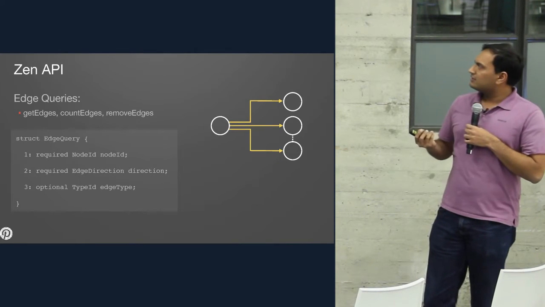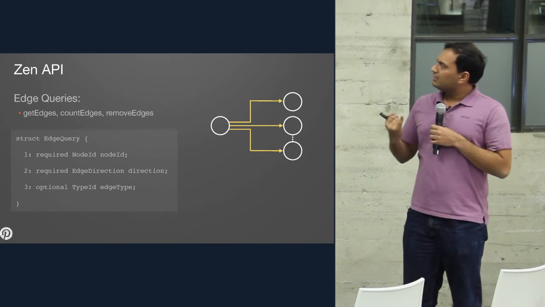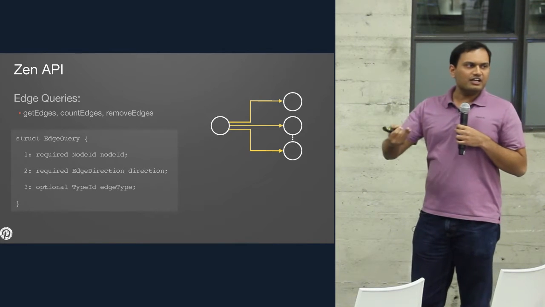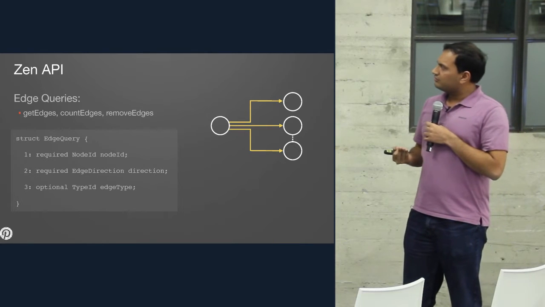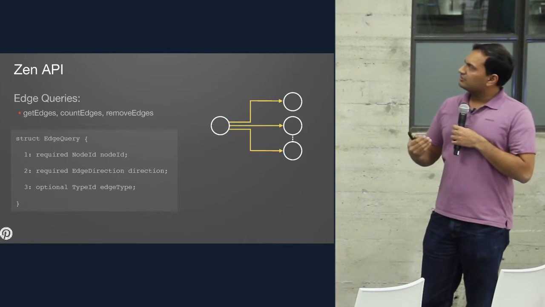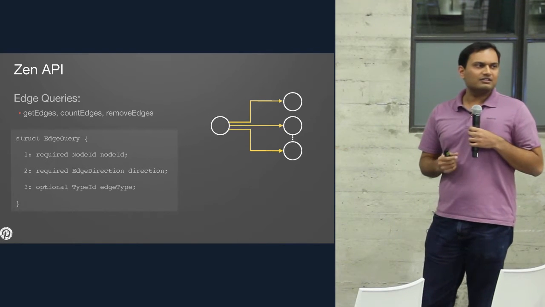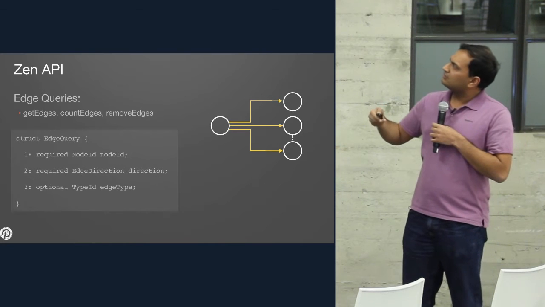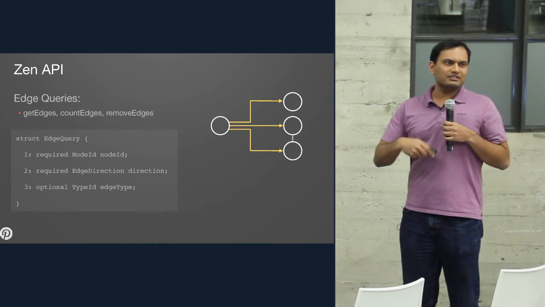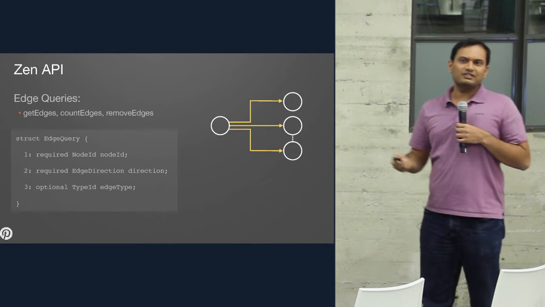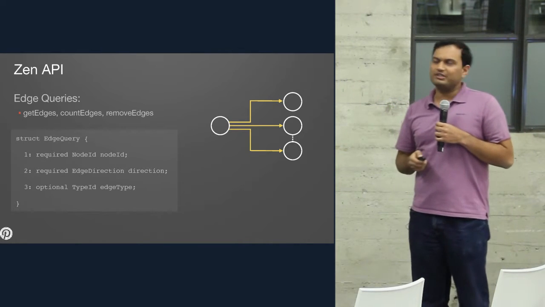And then there are the multi-edge queries. Essentially you specify the query as a node ID, an edge direction like incoming or outgoing, and an edge type. Once you have these three pieces of information, you can do get edge queries, you can do counts, you can do remove edges. All of this works the same way. And when you do get edge, the edges are retrieved in score order, as I said, and they're also paginated in the sense that you can do the limit offset model of retrieving pages of edges, up to millions, however many you want.